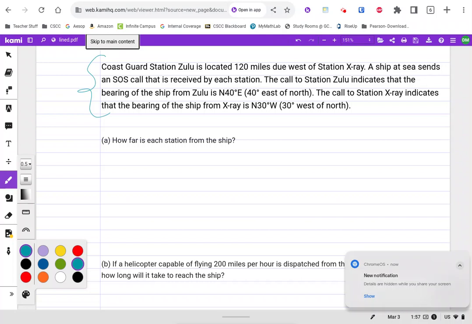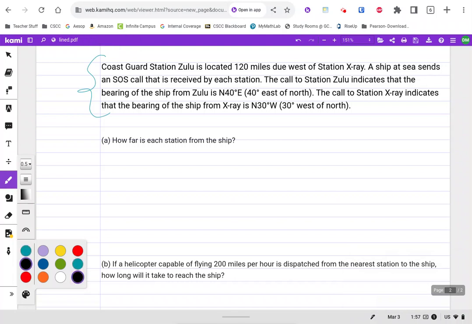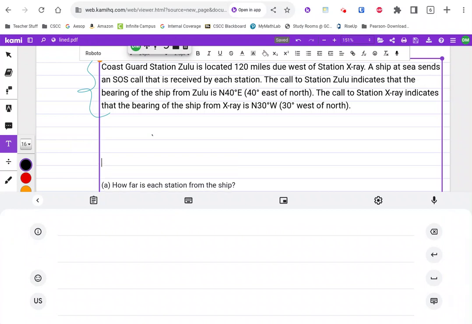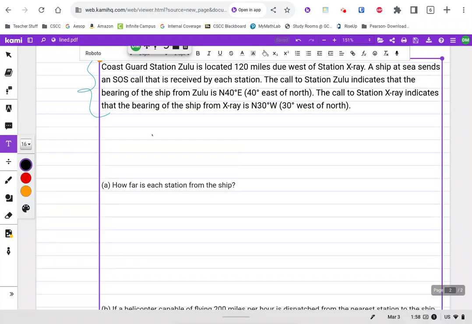All right, we've got a Coast Guard station. It's 120 miles due west. Now, when they say due west, what they mean is straight west. So I'm going to edit this a little bit. Can I hit enter a couple more times so I have room to draw the picture? Yes, I can.